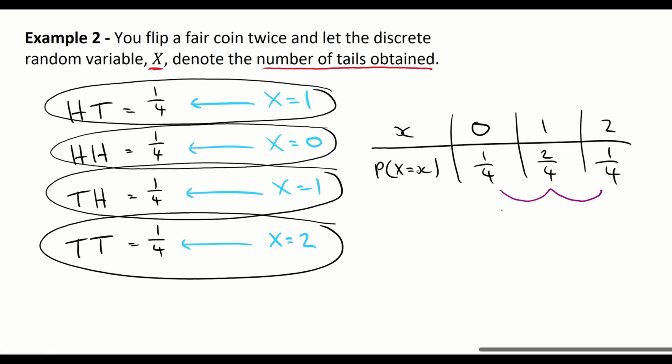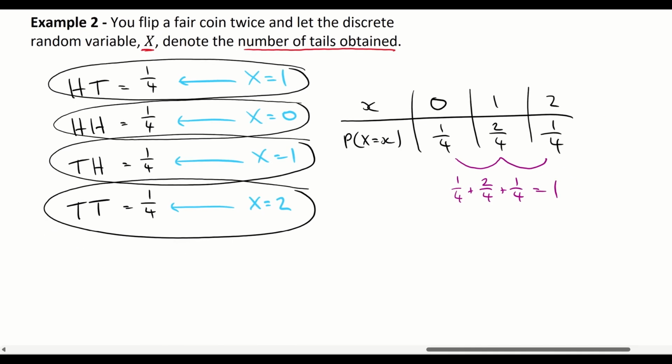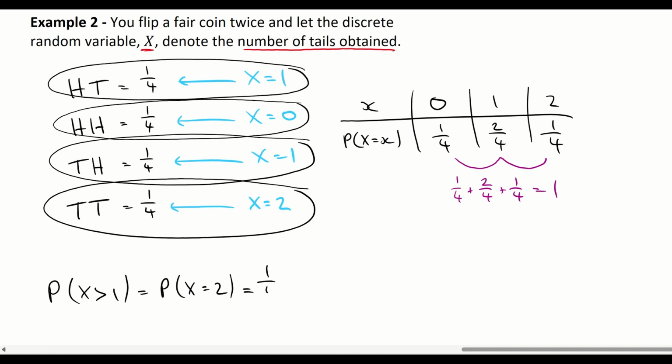So a quarter plus 2 quarters plus 1 quarter is equal to 1. And there are no negative probabilities. So this is most definitely a probability density function. Now, let's say that I was asked to work out the probability that x is greater than 1. Well, the only option that allows x to be greater than 1 is when x is equal to 2. So that would be 1 quarter.